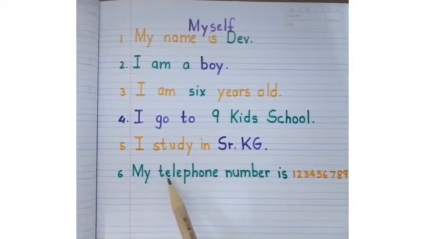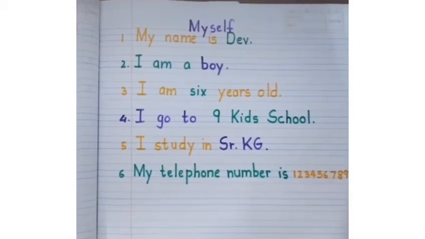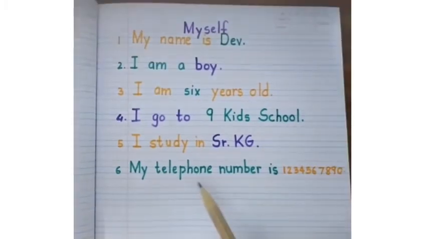My telephone, telephone, number is 1234567890. Now children, this telephone number is just for the sample. You have to write your mummy's phone number or your daddy's phone number.